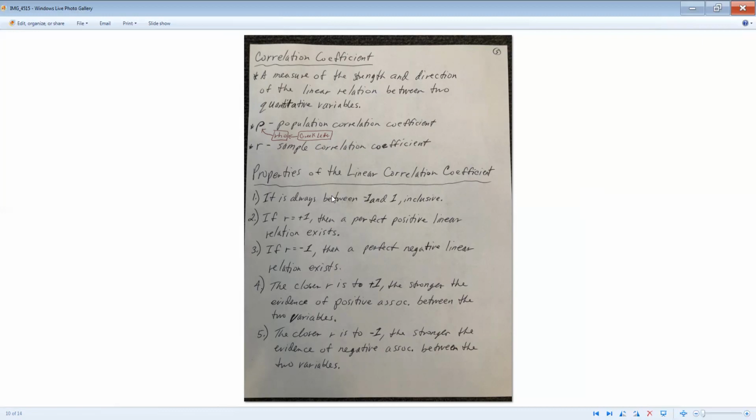Properties of the linear correlation coefficient. First one, it is always between -1 and +1 inclusive. If r is equal to +1, then a perfect positive linear relation exists. If r is equal to -1, then a perfect negative linear relation exists. The closer r is to +1, the stronger the evidence of a positive association between the two variables. The closer r is to -1, the stronger the evidence of a negative association between the two variables.